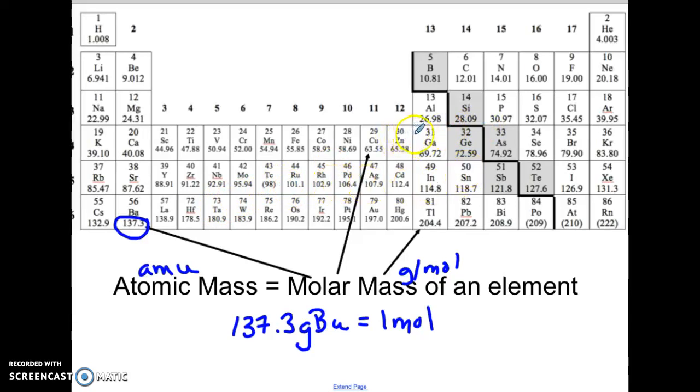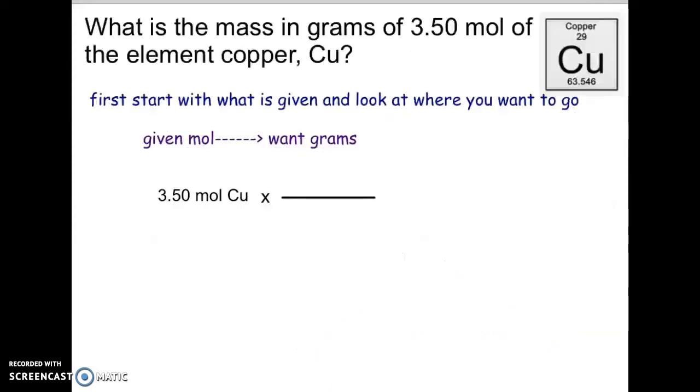If you were to look at zinc right here, zinc is Zn, the molar mass of zinc is 65.38 grams, which is equal to 1 mole of zinc. So the molar mass does depend upon which element you're talking about. And you notice how I wrote this as an equivalent? That's going to be important when we start doing mole conversions, which is right here.